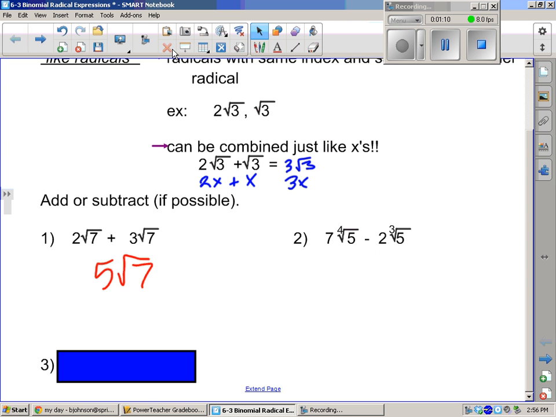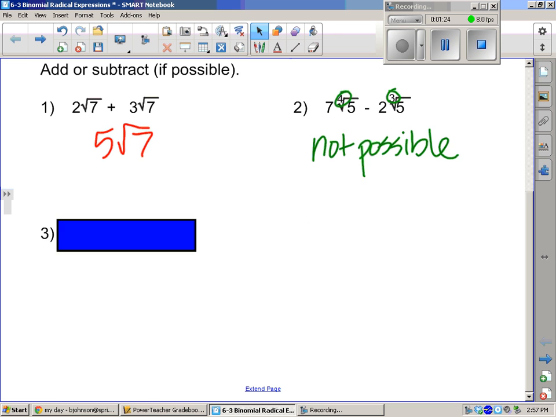Okay, 7 times the fourth root of 5 and the cube root of 5. Those have different index numbers, so we cannot do anything here. So it's not possible to simplify. Already as simple as it gets.